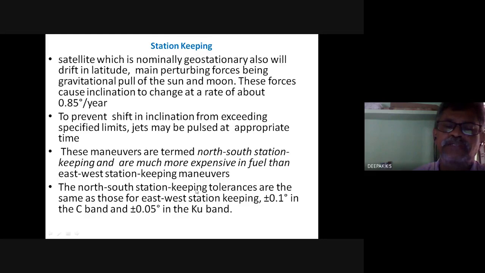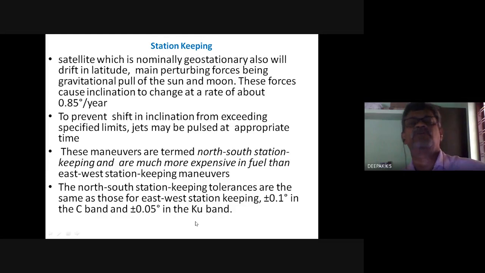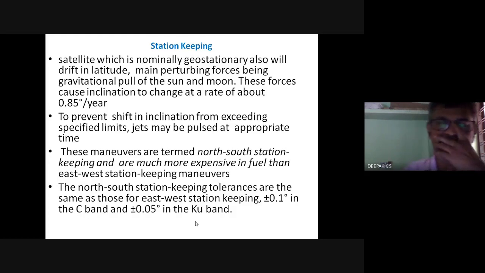The north-south station keeping tolerances are the same as those of east-west station keeping, this much in the C-band and this in the Ku band. C-band is 4 to 6 and Ku band is 12 to 14, where uplink is the higher of these. So station keeping means keeping the satellite in position within a specified tolerance depending upon the band, in the north-south direction as well as the east-west direction, the latitude and longitude.